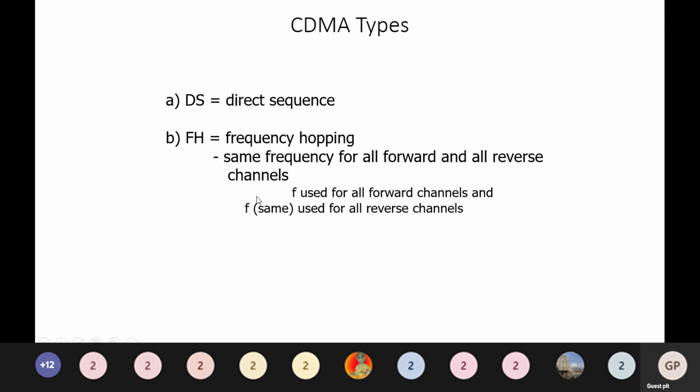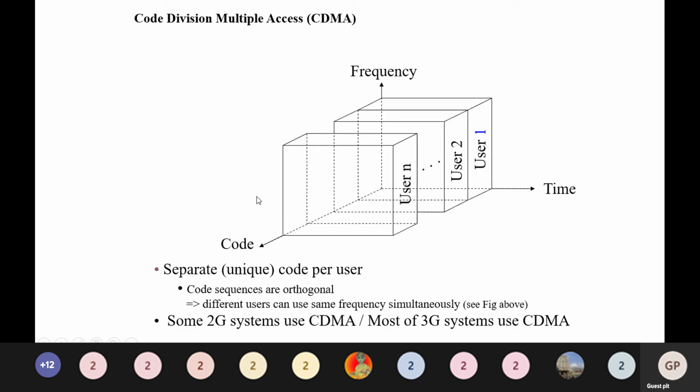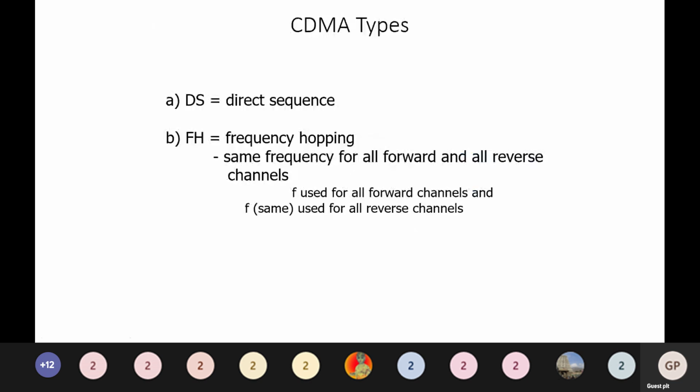Okay, so you have codes to get transmitted for each and every particular user. Each and every user will be transmitted using a separate code. You can look into these types of concepts, CDMA and frequency hopping.